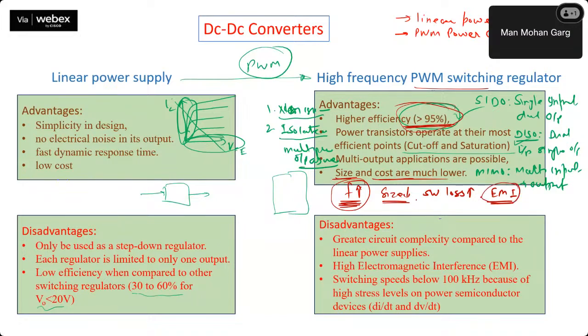What is this EMI? EMI is just, we can define, they are high. Where should I define?